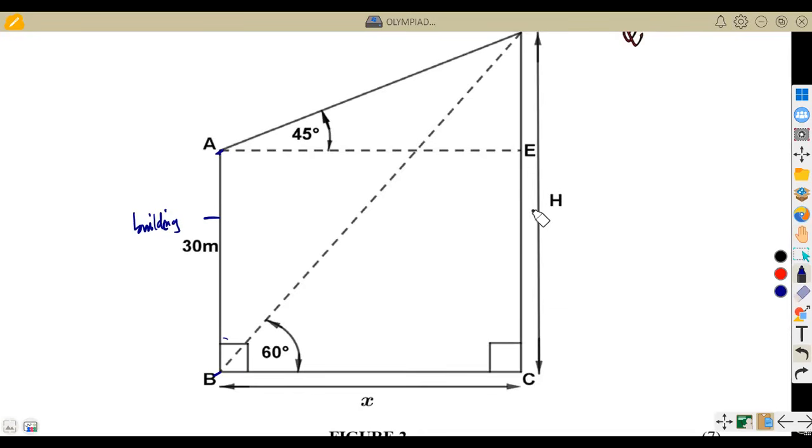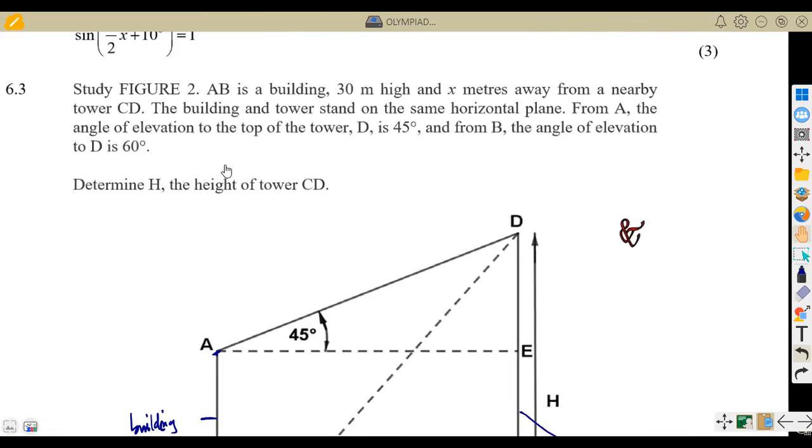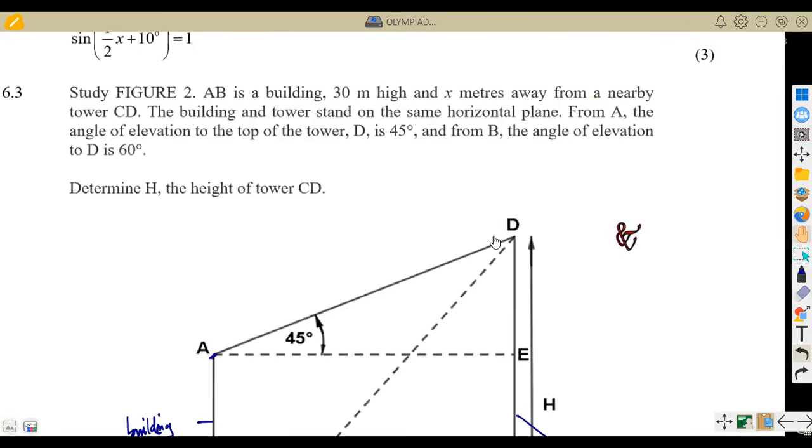So this CD is our tower here, and this H is the height of the tower. We are given that it is X meters from the house. The building and the tower stand on the same horizontal plane, which means the line that we see is a horizontal line. That's why we said it's 90 degrees, because we put vertical and horizontal, which gives you 90 degrees.